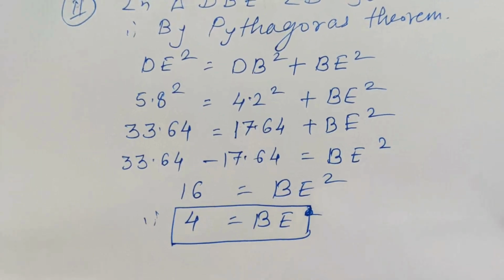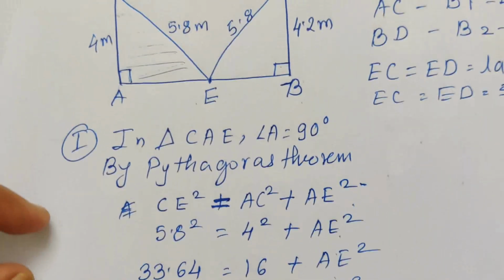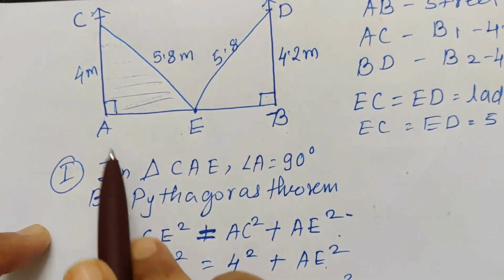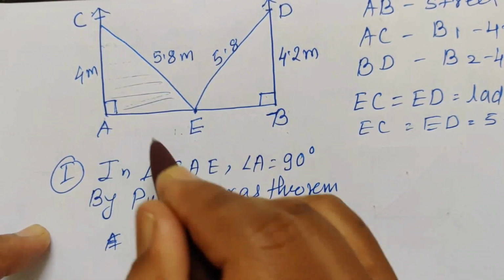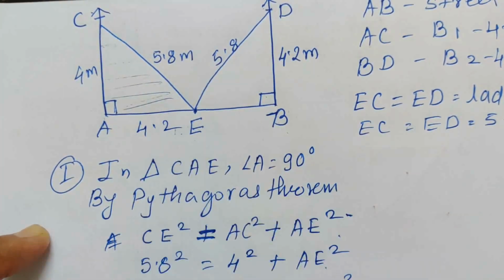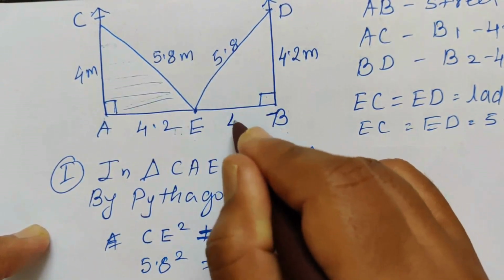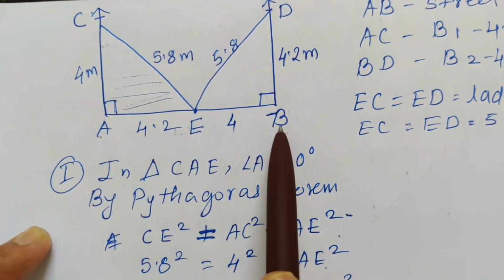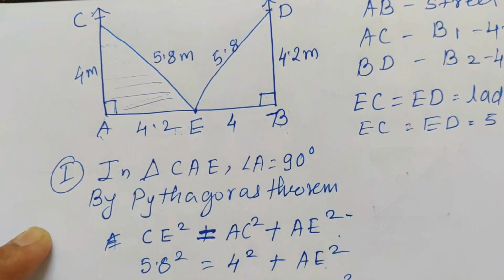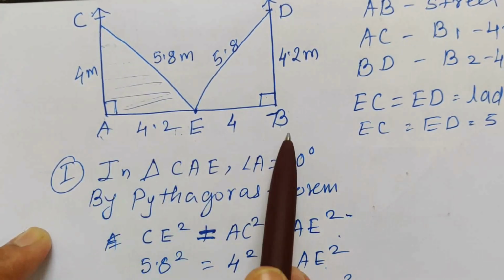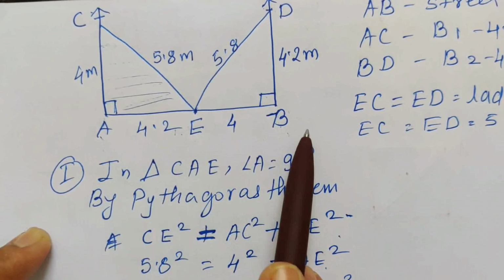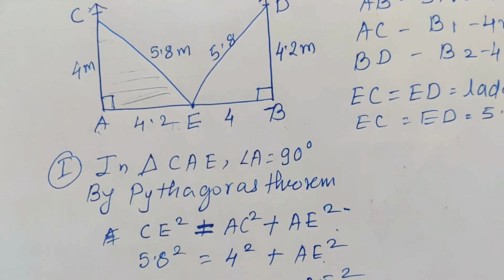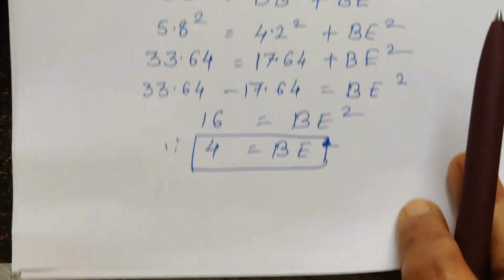Now again I will show you the diagram. AE we got, that is 4.2, and BE just now we got, that is 4. They asked you to find out the width of the street, that means the length of AB, and now you have to do the addition. AB is equal to AE plus EB. You will get the width of the street.